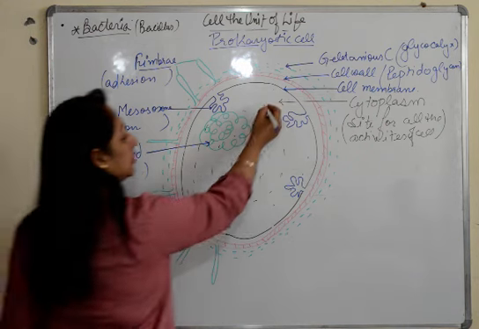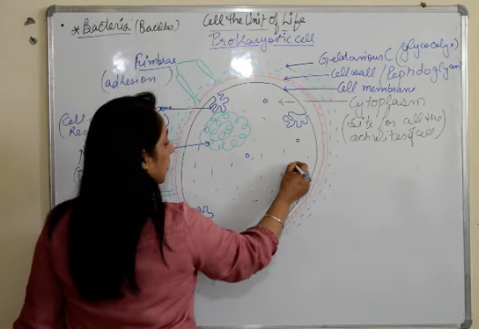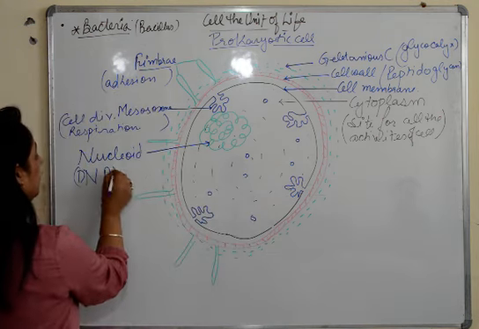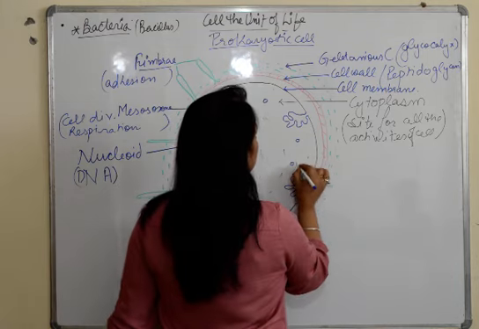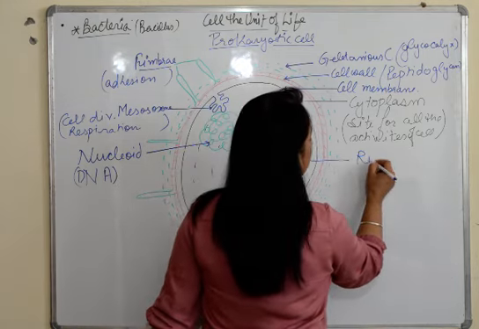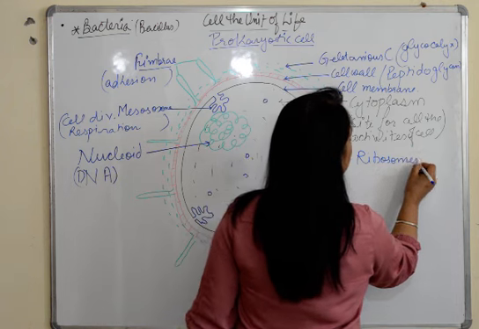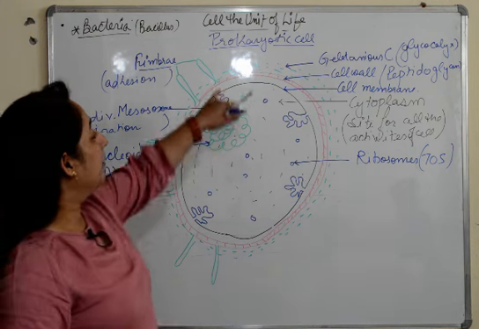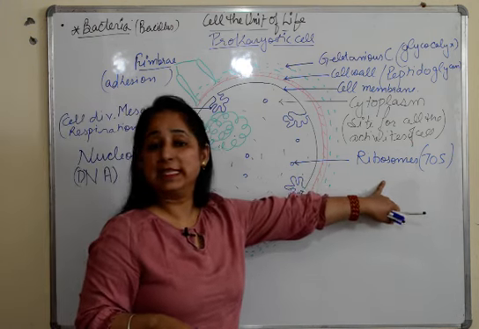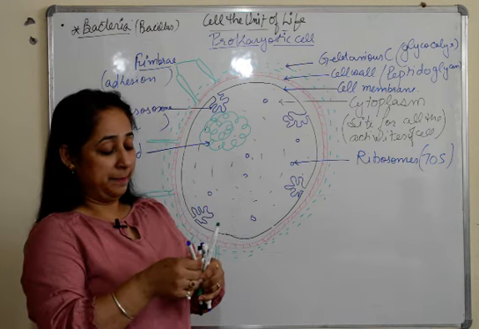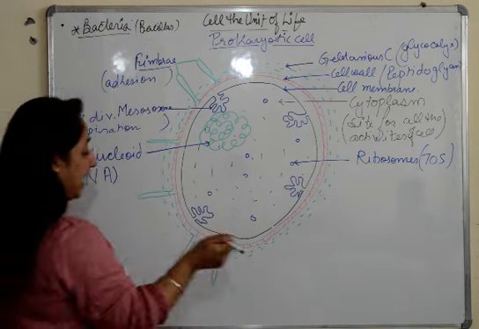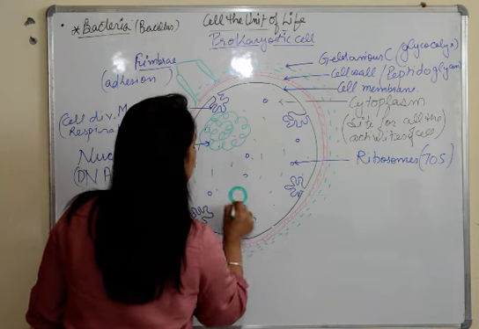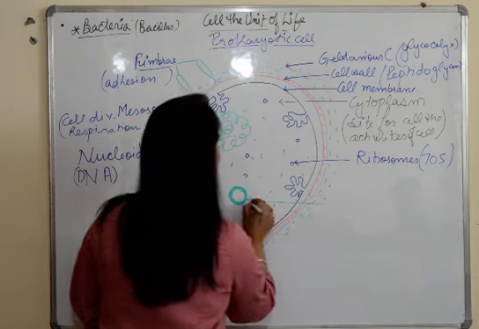Then the cell also has only one organelle present in it. It has only one organelle which is present, that is ribosomes. Now the ribosomes which are present here are 70S. In case of eukaryotic cells it's 80S, but in case of prokaryotic cells the ribosomes present are 70S ribosomes. Now some of the bacteria have an additional structure here, a circular genetic material known as plasmid.